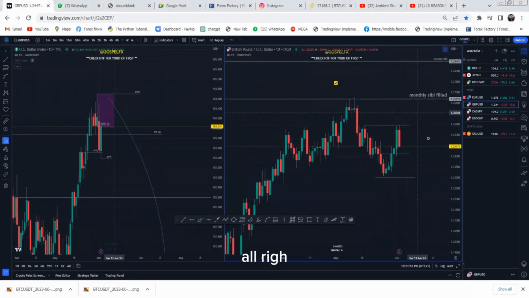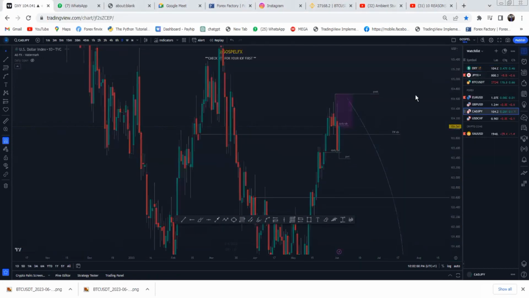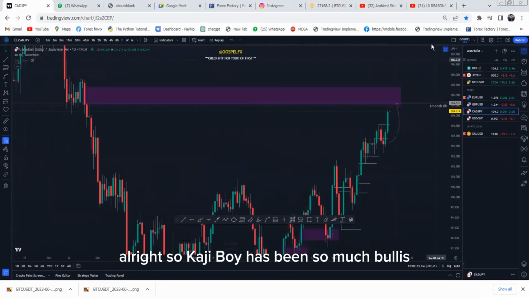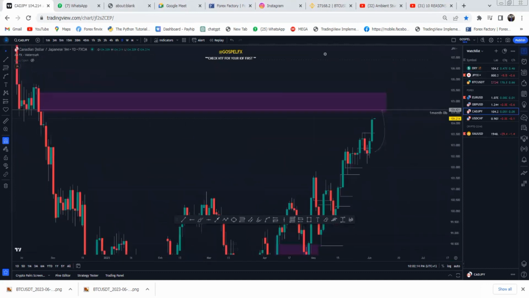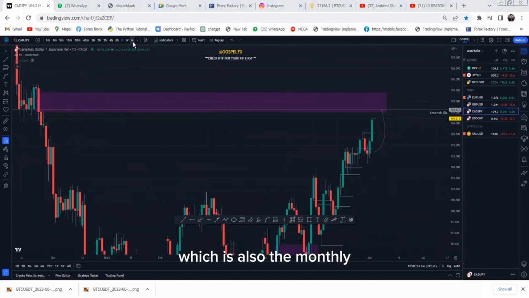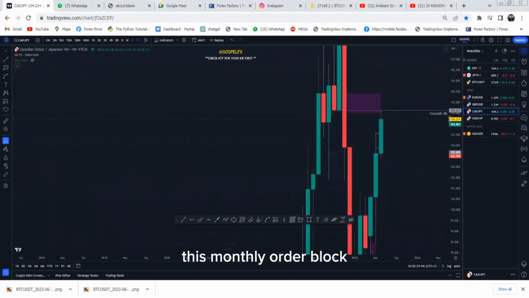All right, let's look at CADJPY. Let's just quickly look at CADJPY to see what is going on. All right, so CADJPY has been so much bullish. All right, so we're expecting price to come right up to filling this imbalance, which is also the monthly. Is that also the monthly BC? No. The monthly order block.